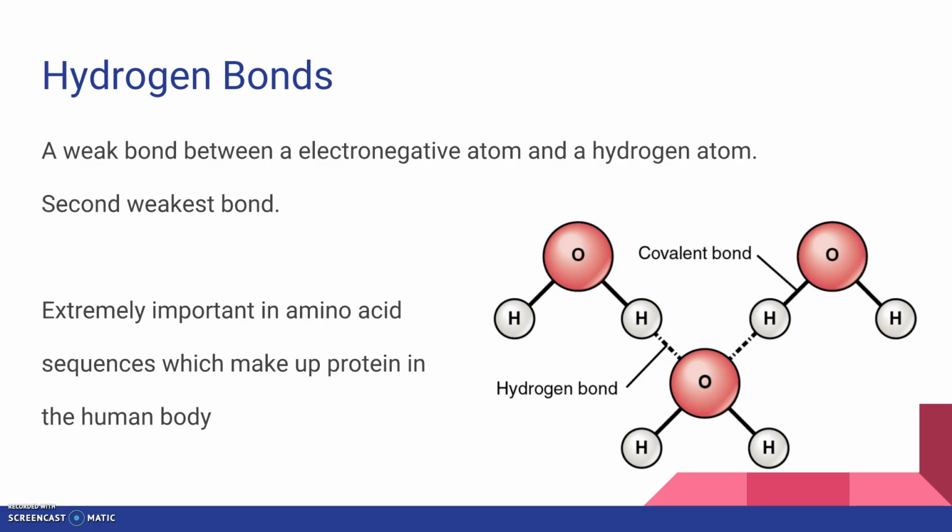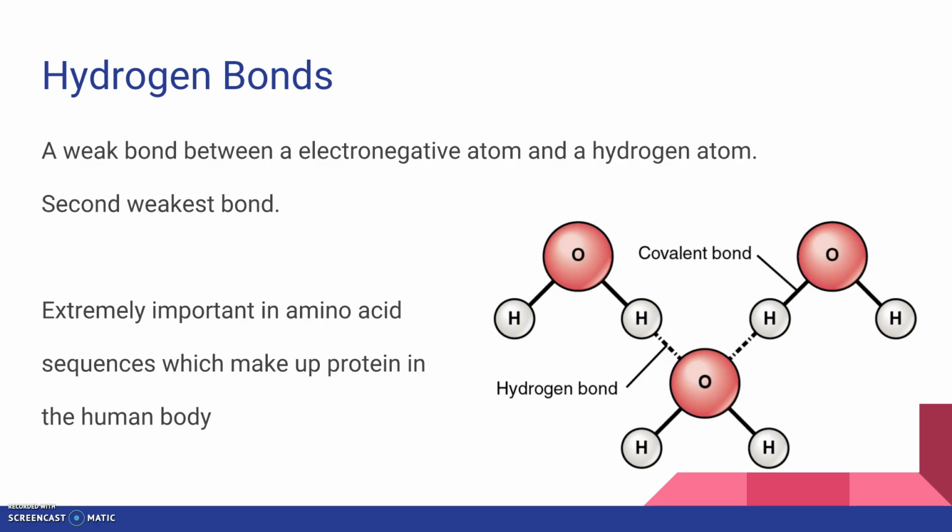So the next bond we're going to be talking about is a very weak bond called a hydrogen bond. So a hydrogen bond is a weak bond between an electronegative atom and a hydrogen atom. This is the second weakest major bond that you guys are going to need to know, and this is extremely important in amino acid sequences which make up protein in the human body.